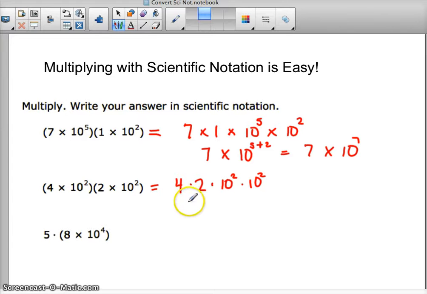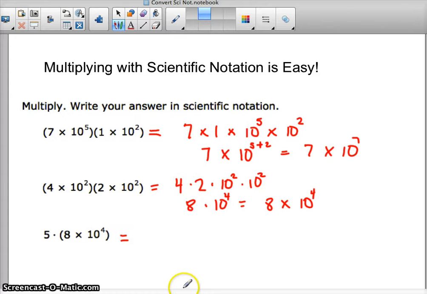Okay, I'm back. 4 times 2 is 8. 10 to the 2nd times 10 to the 2nd is 10 to the 2 plus 2, which is 10 to the 4th. Your final answer is 8 times 10 to the 4th. And you can use a multiplication symbol, or you can use the dot for multiplication. They mean the same thing.